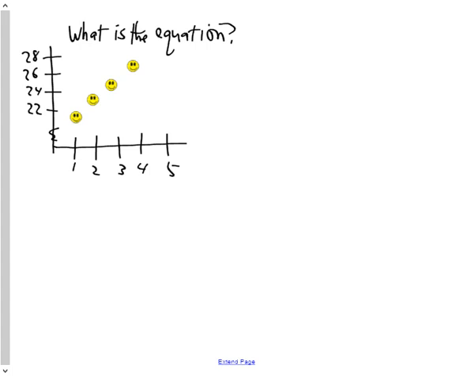Your third question did not give you a table of values, but rather gave you a graph. And it says, what is the equation? So for this one, what you're actually going to do is create a table of values from the four ordered pairs you know.